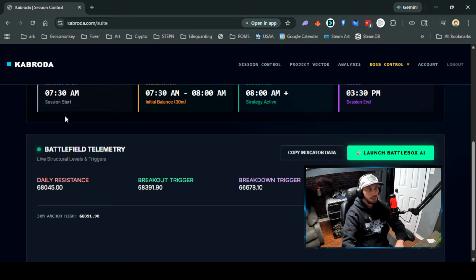Down here we have our different levels for the day: our daily resistance, daily support, and a breakout and breakdown trigger. All of these are actually support and resistance lines. If you don't know what those are, they're lines on the chart where price is going to have some sort of hesitancy or rejection, or something's going to happen at the lines.